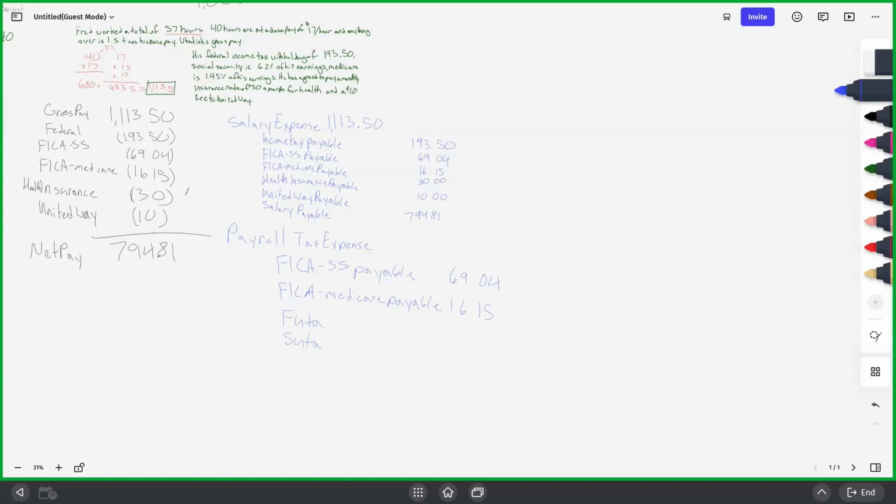So we're just going to make some wild guesses here. We're just going to say $60 for each. And what do you have to do with payroll tax expense at that point? Add everything up. As long as you know that you need these four for payroll. You just made up 60? I just made up 60.